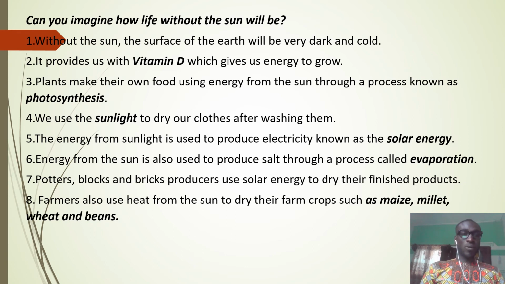All right, so the energy from sunlight can be used to produce electricity, which is known as solar energy. So that is another benefit of the sun, using its sunlight for electricity, which is solar energy. So we can use the solar energy to power some appliances such as our television, our fridges, and other appliances that we may find at home and even at other places.